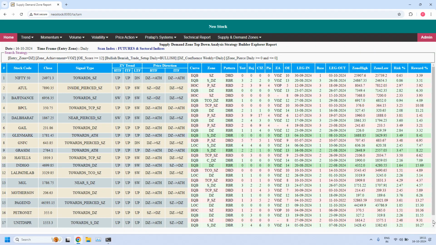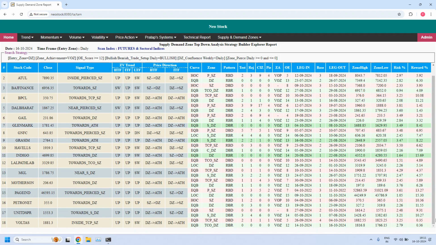So total 18 stocks are filtered. These are the first 17 stocks in the list. Scrolling down. So total 18 stocks. All these 18 stocks are currently supporting bullish trade setup for monthly income trade, that is entry time frame daily. And also these daily zones are part of the weekly zones.